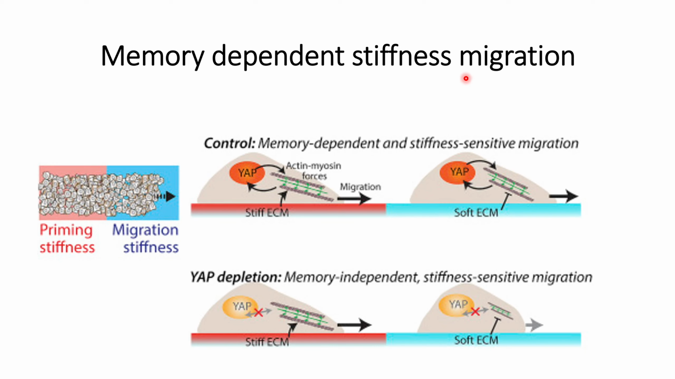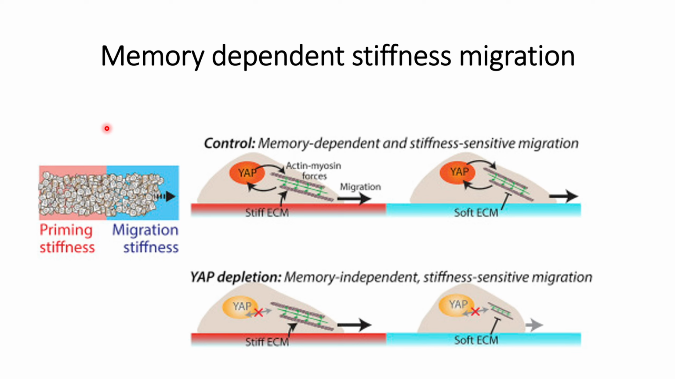In this video, we will discuss memory dependent stiffness migration. This is a new topic for our channel. In this video, what we will cover is that when the cells are exposed to a particular kind of environment or a particular kind of extracellular matrix, whether they will retain similar characteristics in a different extracellular matrix or not.